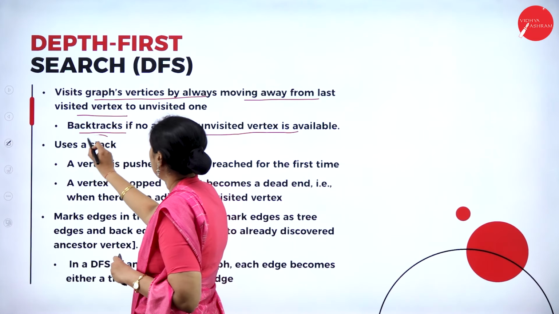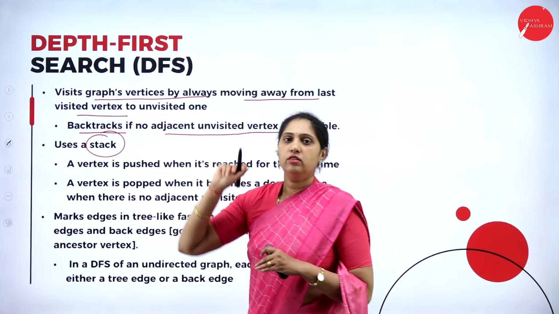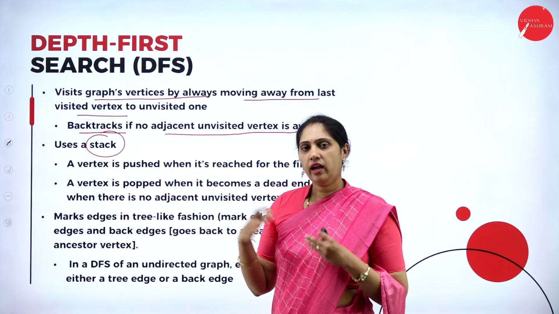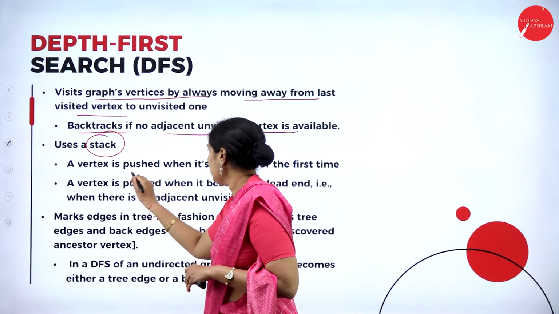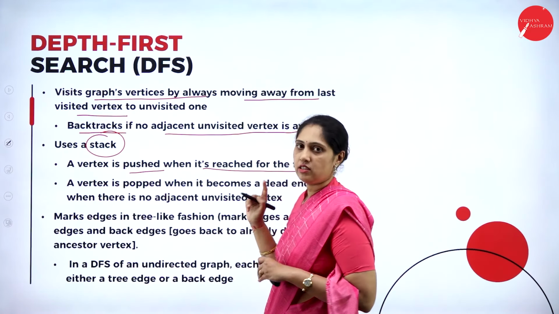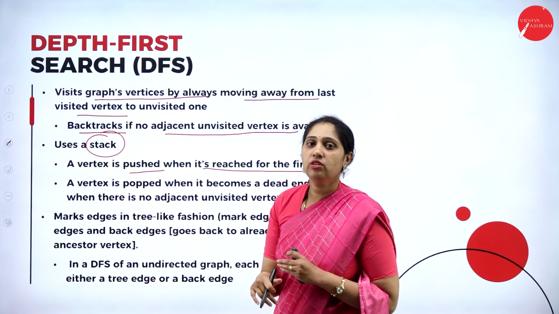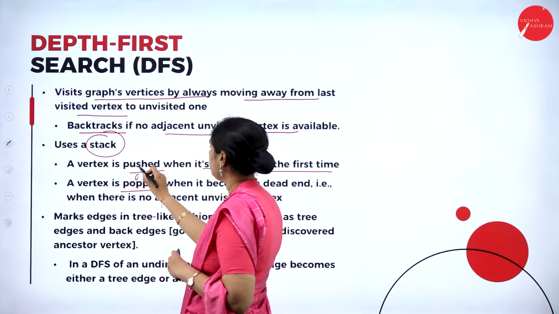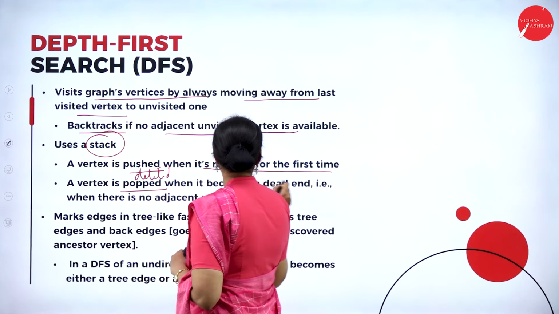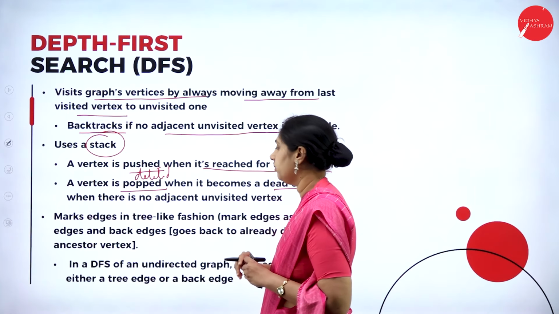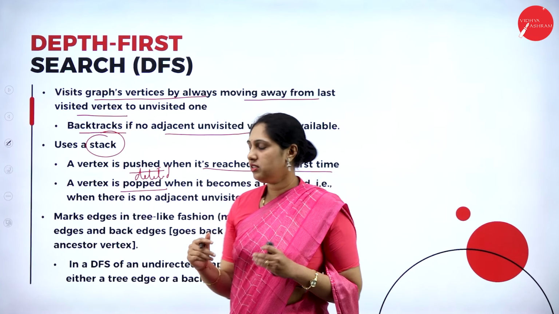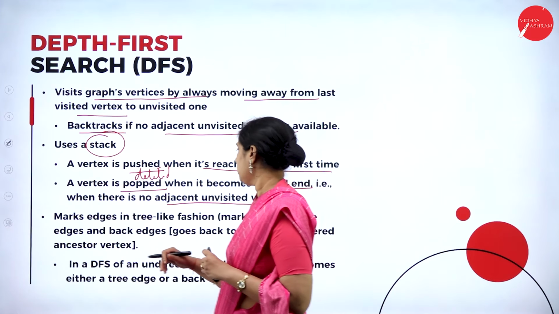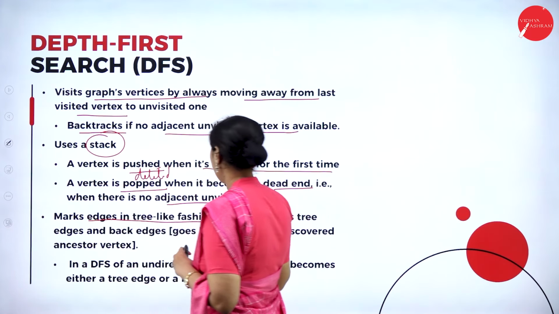So DFS uses a stack to push the elements. Elements here means the vertices, and we also pop the elements. A vertex is pushed when it is reached for the first time. First time when you visit, you push it to the stack. When the vertex is popped, popped means deleted, when it becomes a dead end, meaning there is no adjacent unvisited vertex. So each time we mark the edges in a tree-like fashion.